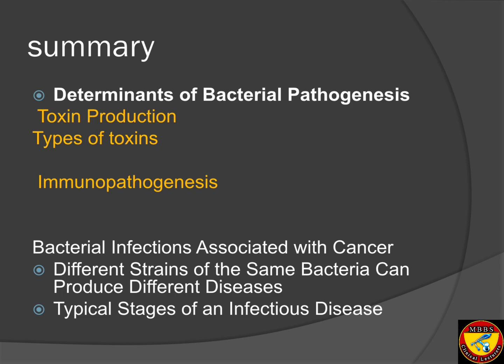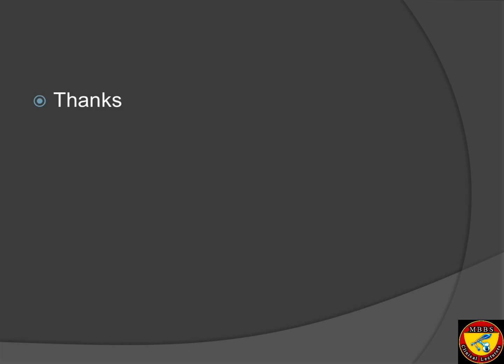So, coming towards the end of the lecture, among the determinants of bacterial pathogenesis, we discussed toxin production, types of toxins, exotoxins and endotoxins, their differences, and how they cause disease by different mechanisms. We also discussed the bacterial infections associated with cancer, like Campylobacter and Helicobacter. Different strains of the same bacteria can produce different diseases, and we also discussed the typical stages of an infectious disease. Hopefully these will be clear to you. Try to read your book many times, especially the tables and graphs given there, because a lot of information can be taken from them, and we try to incorporate them especially in making MCQs and scenarios. Thank you very much. Allah Hafiz.